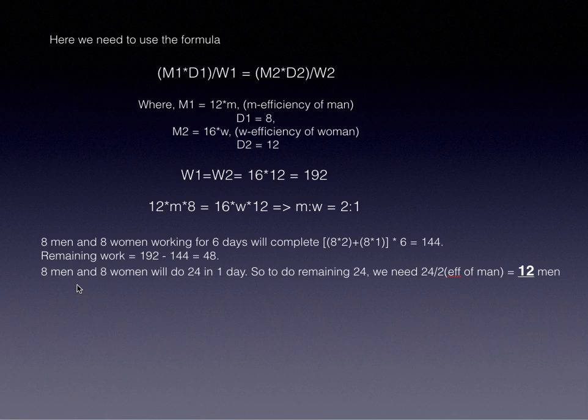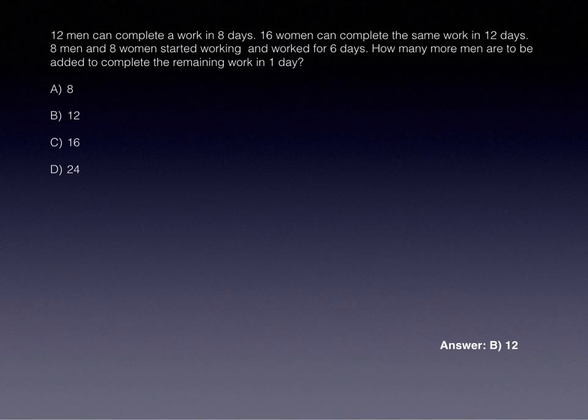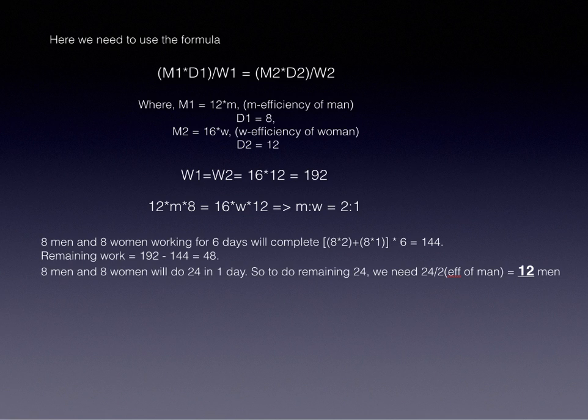Therefore, now we have only 8 men and 8 women working. So in one day, they will do 8 into 2 plus 8 into 1, which is equal to 16 plus 8 is equal to 24. But to do 48, we will need 2 days. The question is, how many more men are to be added to complete the remaining work in one day?